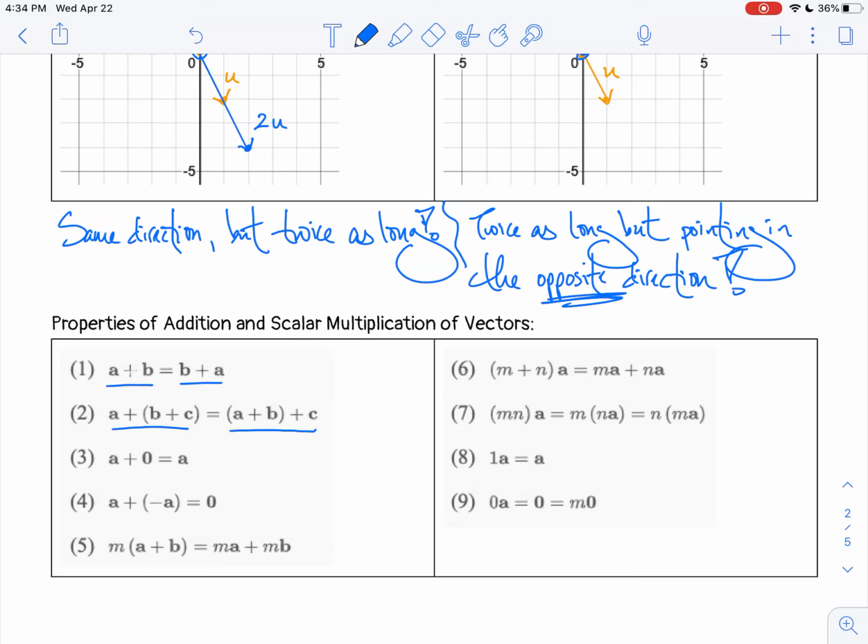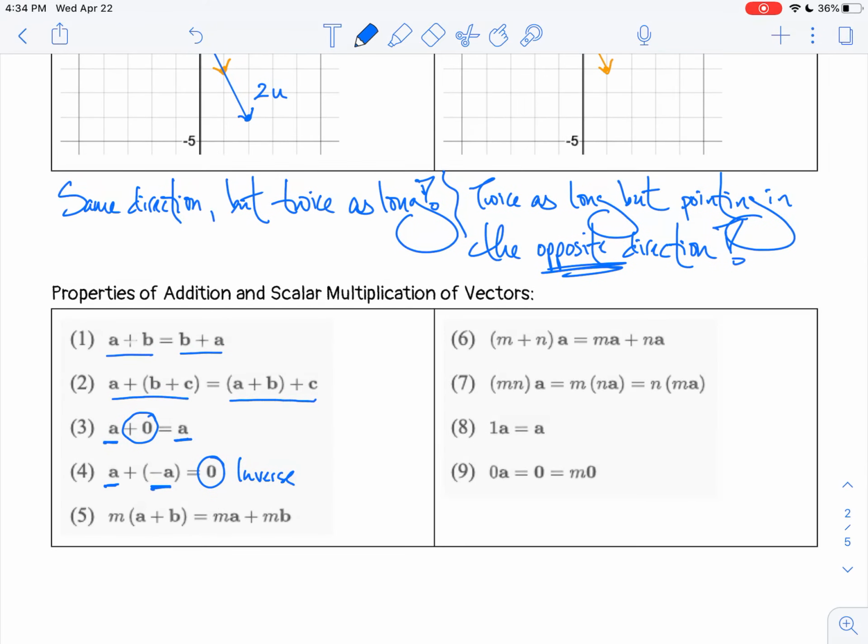There is something called an additive identity, which means that if you have a vector and you add 0, you get the same thing. And there's something called an additive inverse, which means you take the vector and the opposite of that vector, and when you combine them together, you get 0. Those are the properties that deal with addition.